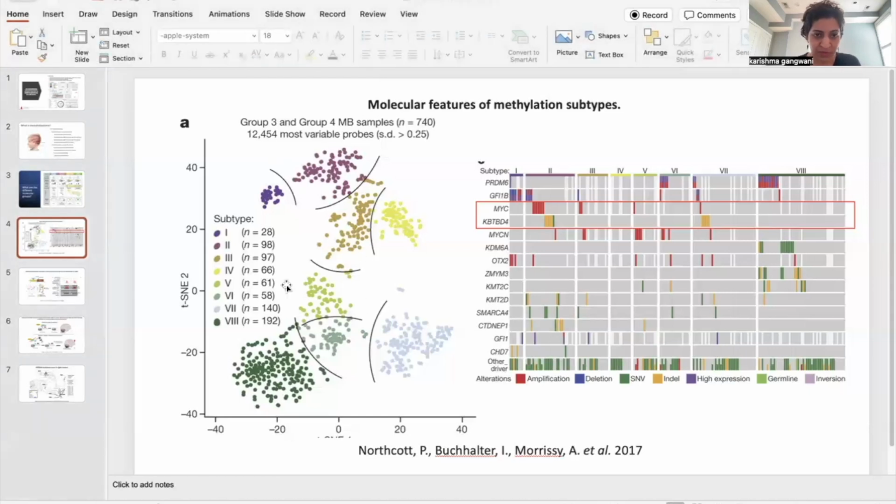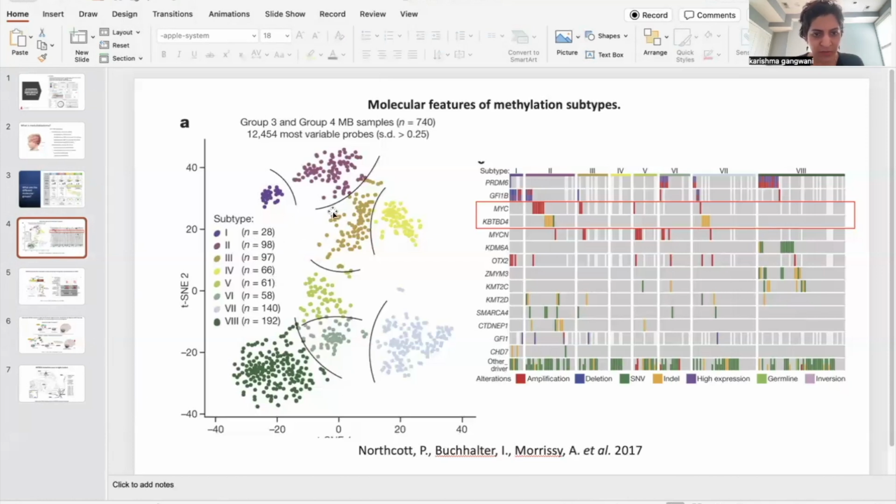So this TSNE and the matrix plot on the right are only showing group 3 and group 4 samples. We are not discussing the Wnt and sonic hedgehog just for this video. That was just an introduction.